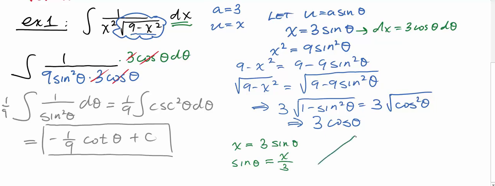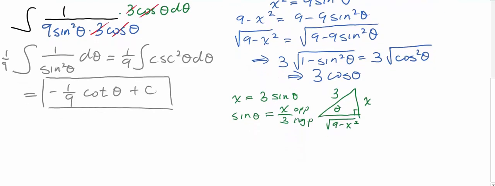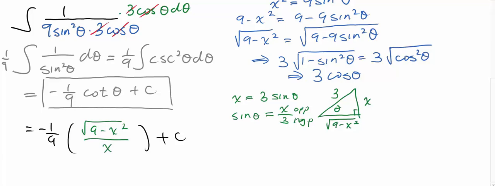Now, because we know trigonometry, we know that this describes a right triangle, and sine is opposite over hypotenuse. So we know where to put these variables. Opposite is x and hypotenuse is 3, and by Pythagorean, you know that the adjacent side is the square root of 9 minus x squared. So now let's ask ourselves, what is cotangent? Cotangent is adjacent over opposite. So we can make that substitution and go back to x-land. So our final answer, if I write it in x-land, is negative 1/9, and that cotangent will get replaced with adjacent over opposite, and adjacent we have square root of 9 minus x squared, and opposite we have x. So this is actually our final answer because we've completely moved back to x-land.